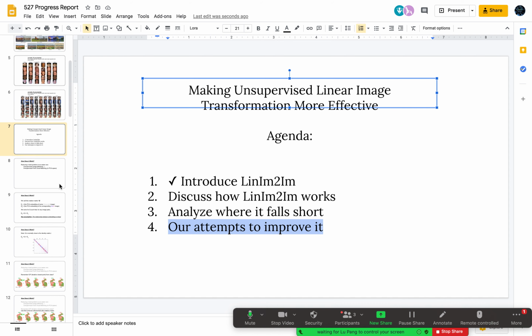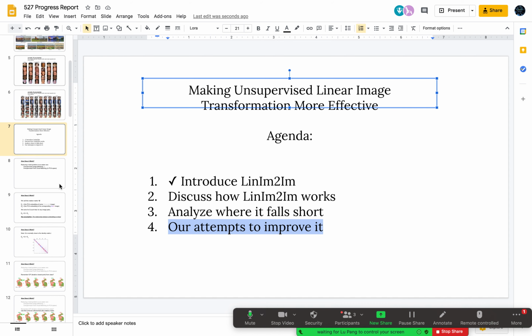So how does LinM2M work? Basically, it takes a hard problem, transforming one image domain to another, and turns it into an easier problem, transforming one point cloud into another. And it uses a linear transformation called Q.